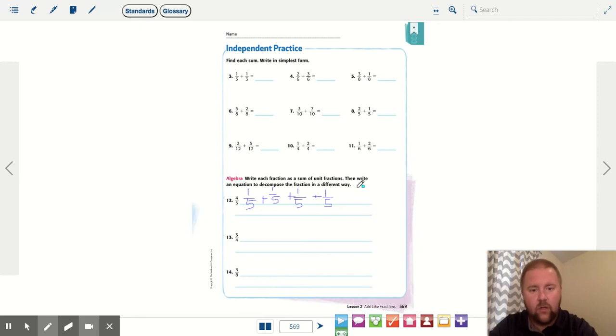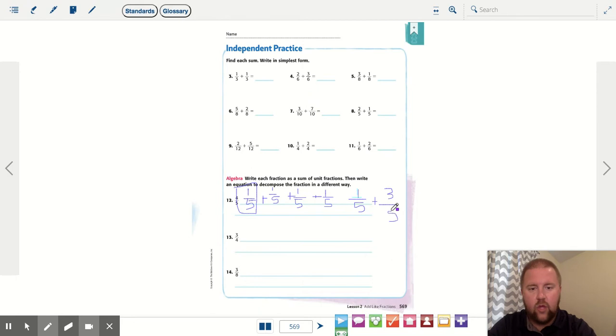Okay, well, you could say we have 1/5. Actually, let me change this color. Sorry. We have 1/5, and then we are adding how many fifths to it? Well, if we had 1/5, how many fifths were we adding to it? 1, 2, 3. So that could be 1/5 plus 3/5.